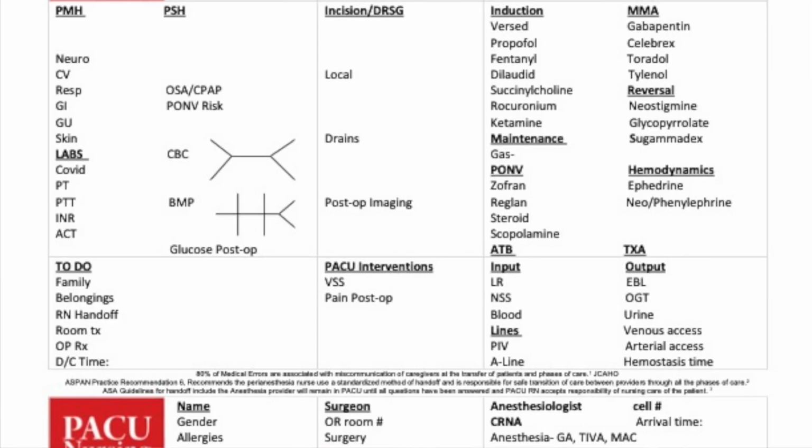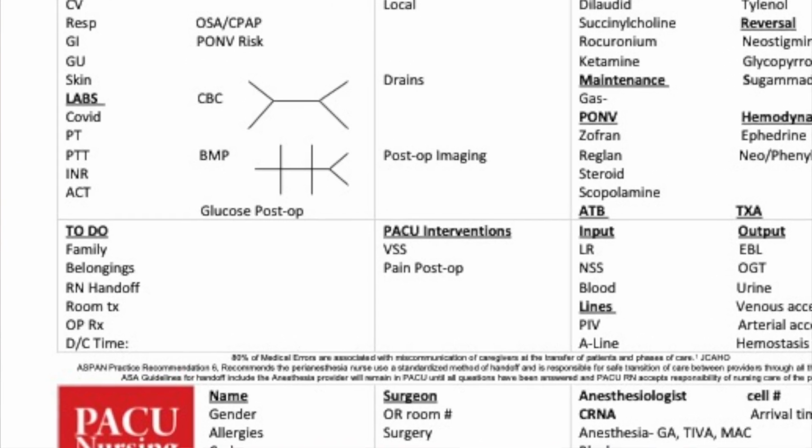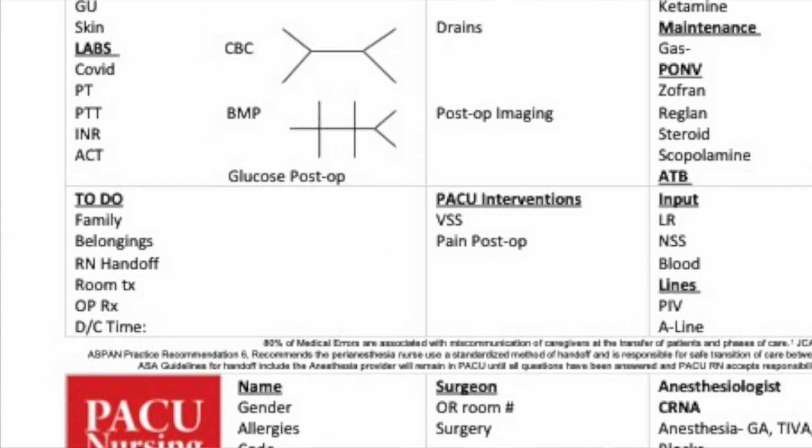It's good to always just have that checklist and remember that you are looking for these things. Basic electrolytes, a CBC, a BMP, and a glucose post-op. And then just things to note to do, like call the family or bring them back.